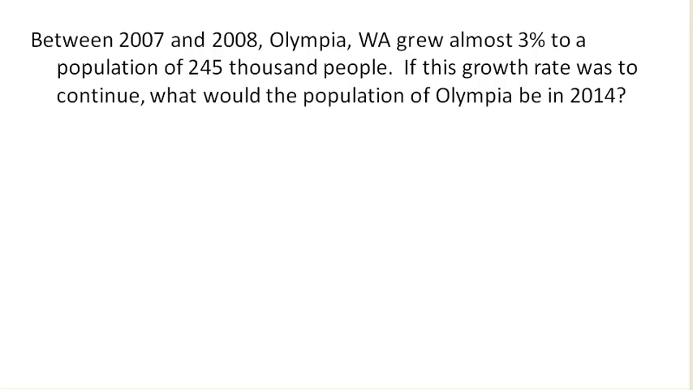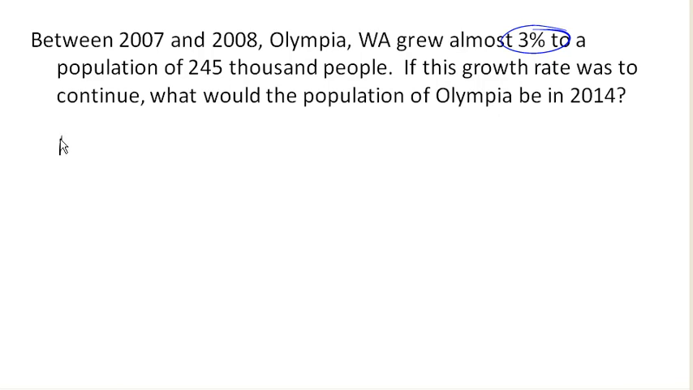So between 2007 and 2008, Olympia, Washington grew almost 3% to a population of 245,000 people. If this growth rate were to continue, what would the population of Olympia be in 2014? And so we see this percentage growth rate here, and the percentage growth rate tells us that we should be looking at an exponential growth model.